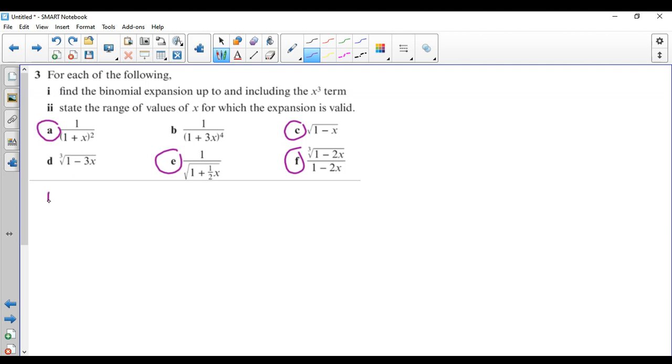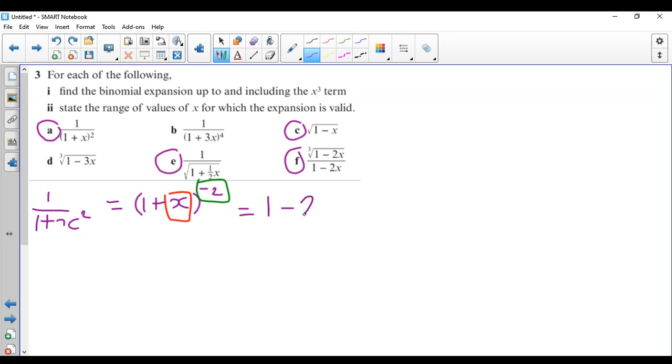So if we start with 1 over 1 plus x squared. Now we need to simplify that, so we're going to have to apply our indices laws or index knowledge to make this 1 plus x to the minus 2. So there's our x, there's our n. So off we go.